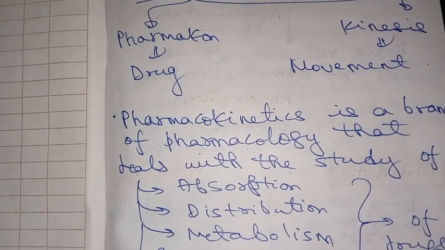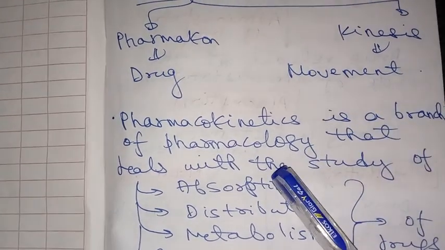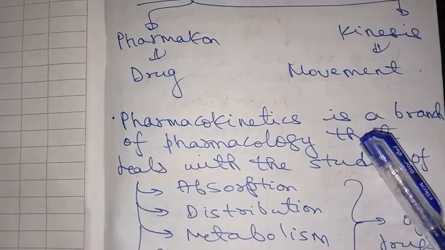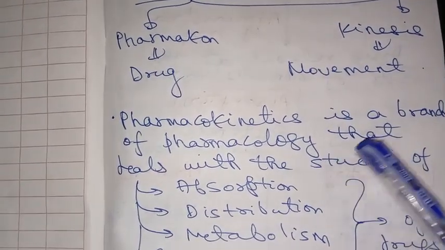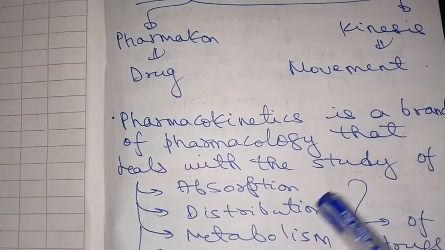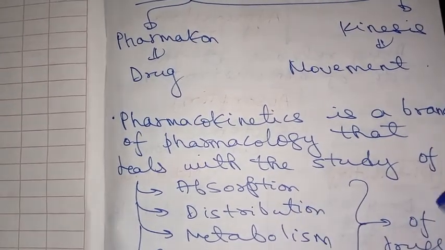So, what is pharmacokinetics? Pharmacokinetics is made of two Greek words, that is pharmakon and kinesis. Pharmakon means drug and kinesis means movement. And pharmacokinetics is a branch of pharmacology that deals with the study of absorption, distribution, metabolism, and excretion of drugs.